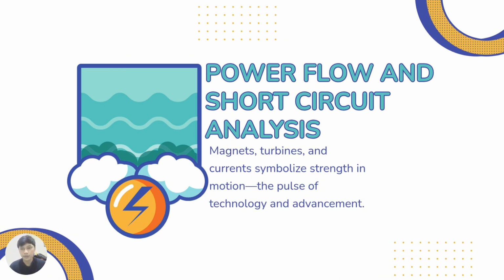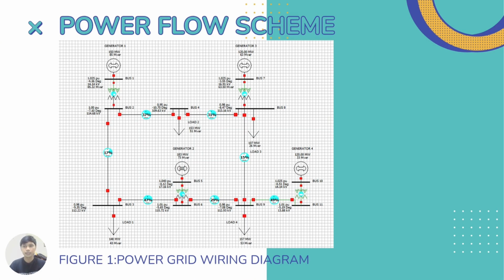For the load, the power is delivered to 4 main load centers located at bus 3, 4, 8, and 9. This is the figure 1 wiring diagram. It illustrates the physical layout of our grid. You can see the step-up transformers connecting the generation buses to the high voltage transmission network, creating a robust ring main style topology to ensure power can flow through multiple paths.